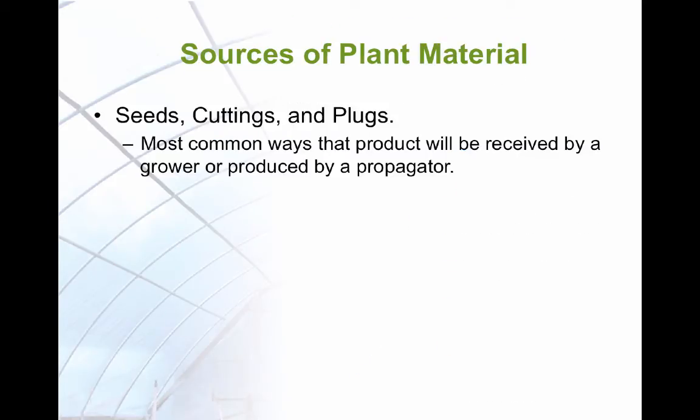We will now look at different materials and items that are used in the production of floriculture crops. Floriculture crops can be started from seeds, cuttings, or plugs. Plugs are very small seedlings or cuttings that are started in trays with small individual cells.